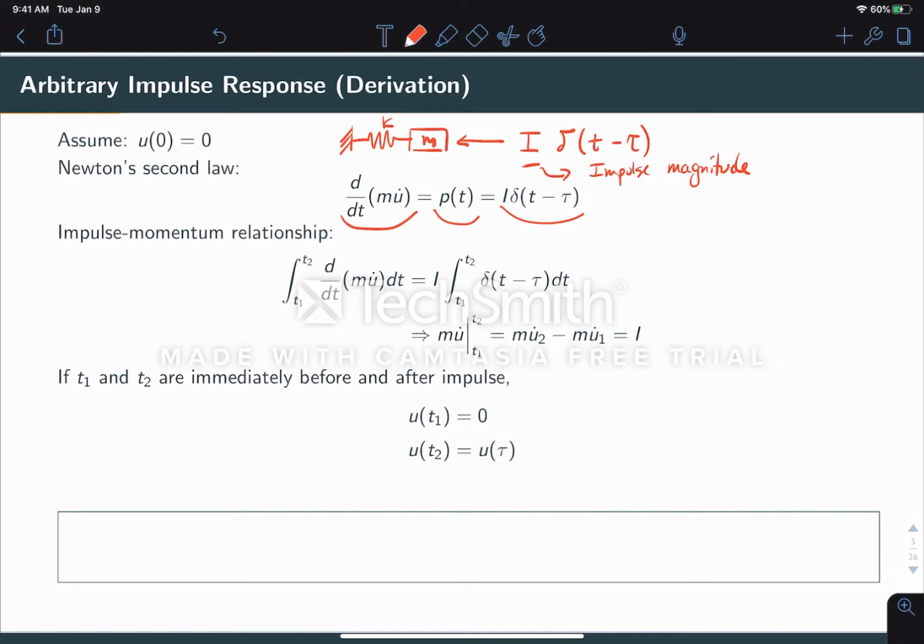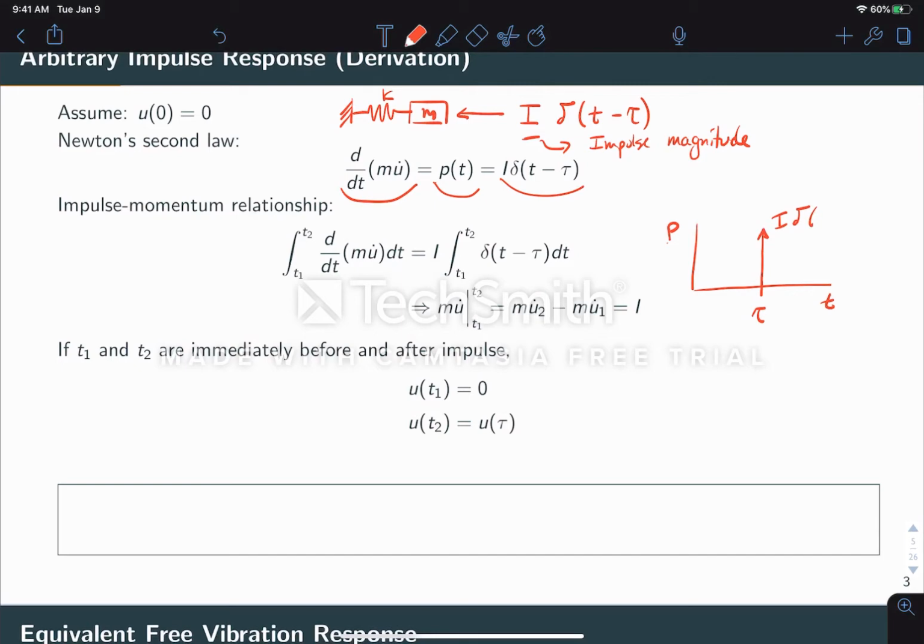Now if we invoke the impulse momentum relationship here, we can actually integrate both sides of this equation to make it a little bit easier to process. So we're going to integrate the left side from a time 1 to time 2, and I'm going to define this time 1 and time 2 as the time right before and right after the impulse. Okay, so let's say we have our load P and time, and then we have at time tau unit impulse scaled by I.